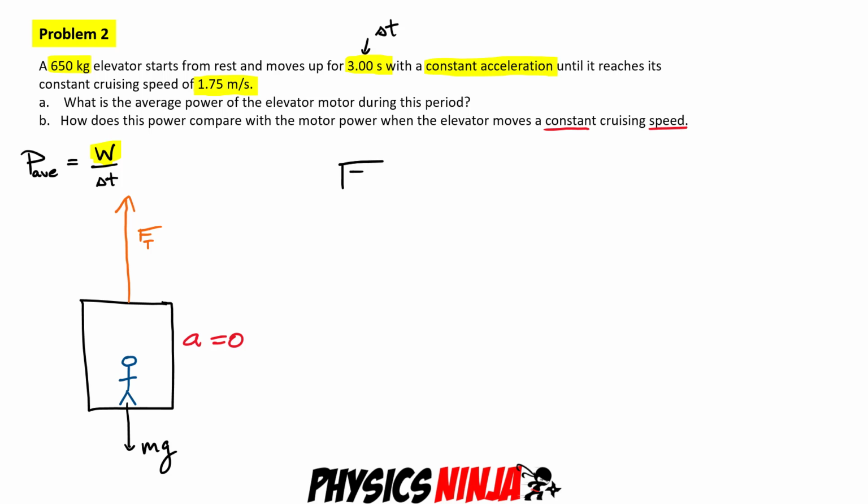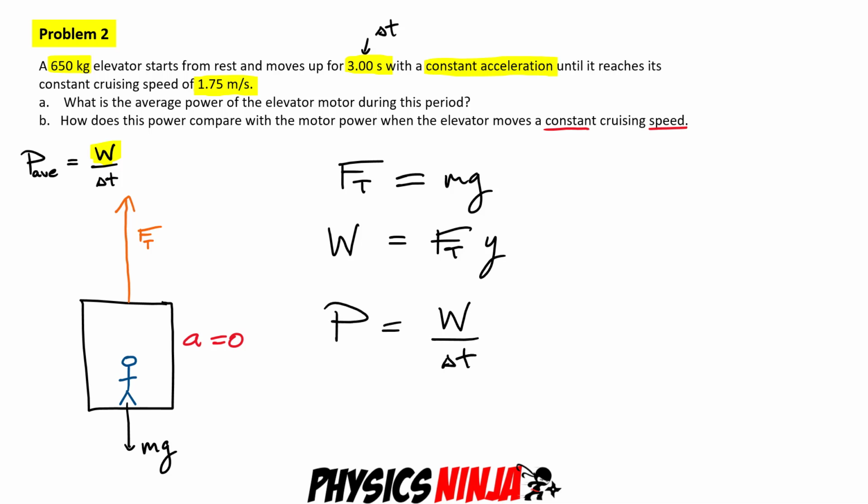That means that my tension force in that cable must be equal to the weight if there is no acceleration. And then the work being done by this tension force is simply equal to the force times the distance, right? So here all you would have would be Ft times the distance y that I'm moving up. But all I want to know is the power, right? And my power then is simply the work divided by the time, okay?